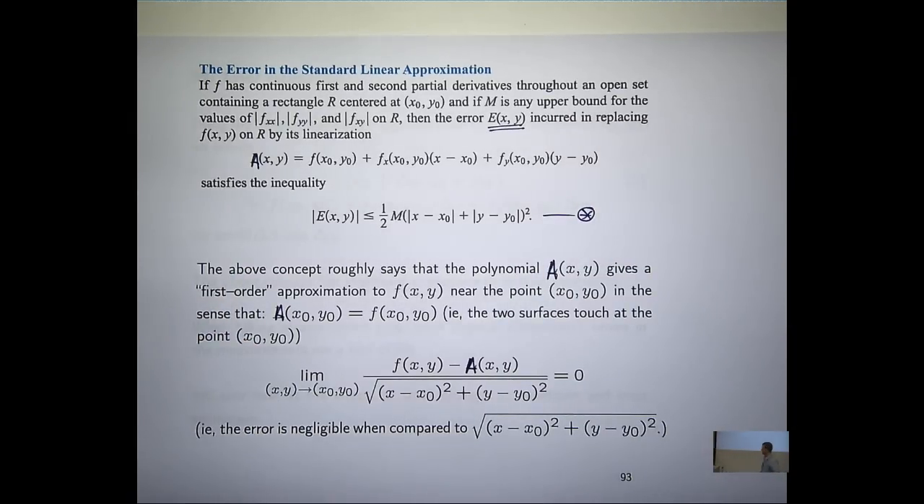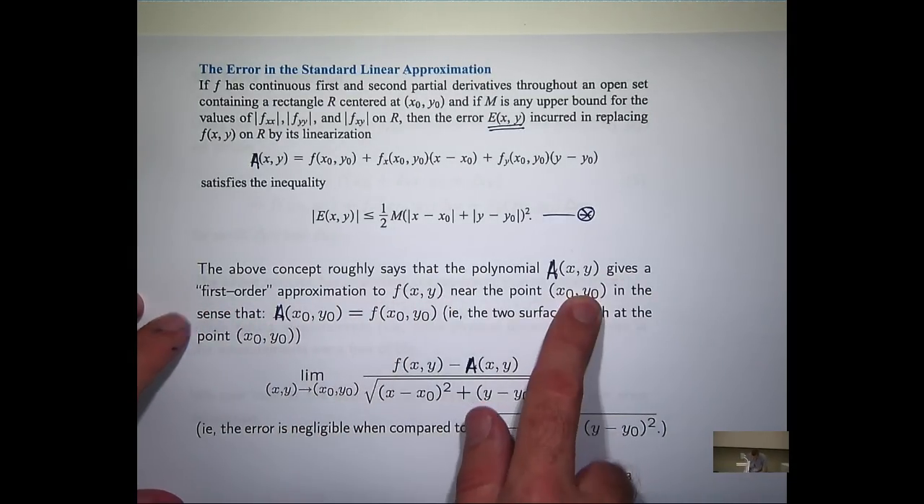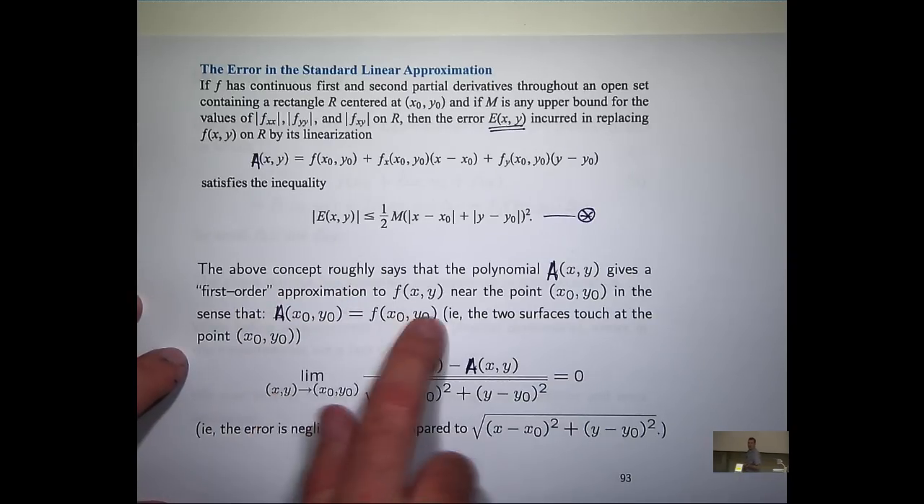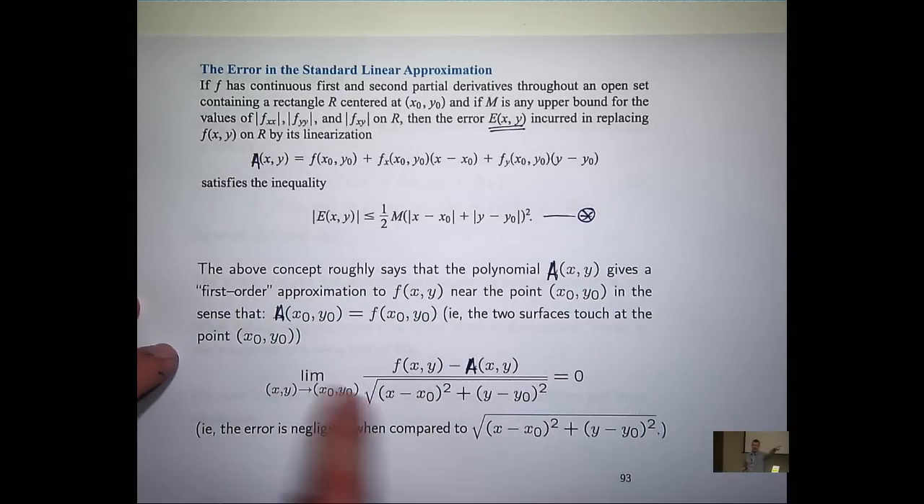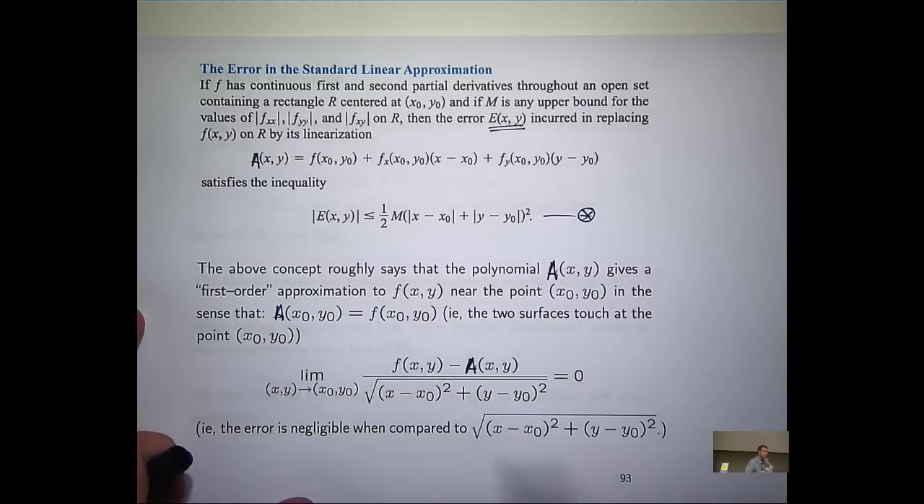Now you might think, well, so what? Well, what does it mean? It means that our polynomial A gives a so-called first order approximation to f near this point, okay? In the sense that the two curves touch at our point of interest and this limit holds. In other words, the error is negligible when you compare it with this.